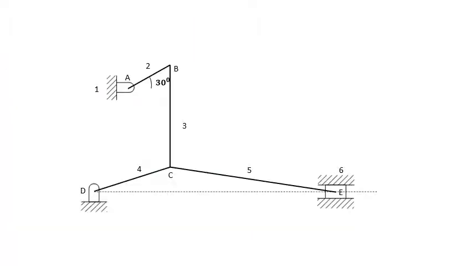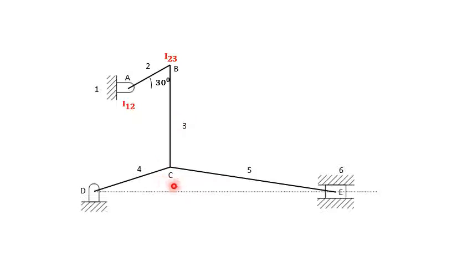So next one, by physical inspection, let us mark the instantaneous centers. Here we have link number 1 and 2. They are pin joint at point A. Therefore, this is instantaneous center of link number 1 and 2. Again, link number 2 and 3 are pin joint at point B. Therefore, this is instantaneous center of link number 2 and 3.